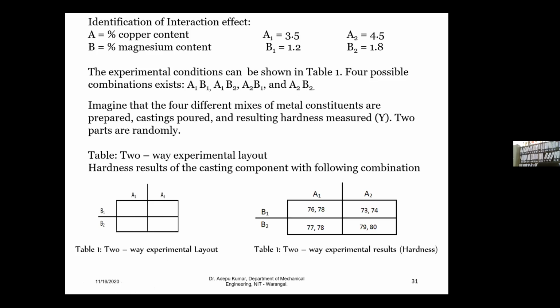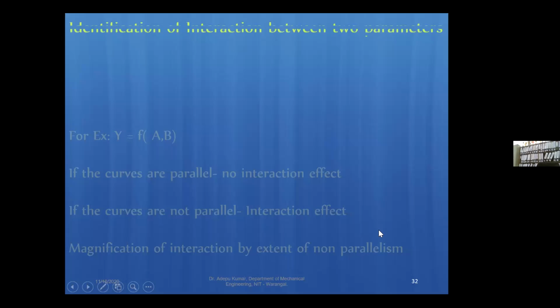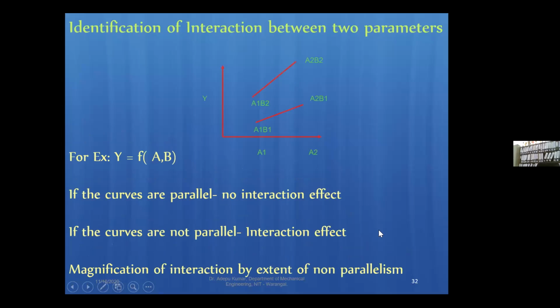Then after completion of the casting process, I have to measure the hardness of the cast components. The measured hardness values here are 76 and 78, that is the A1 B1 condition. I measured the hardness of two different samples, 76 and 78. Here 77, 78, 73, 74, 79, 80. Yeah. So with this, I can draw the graph like this.